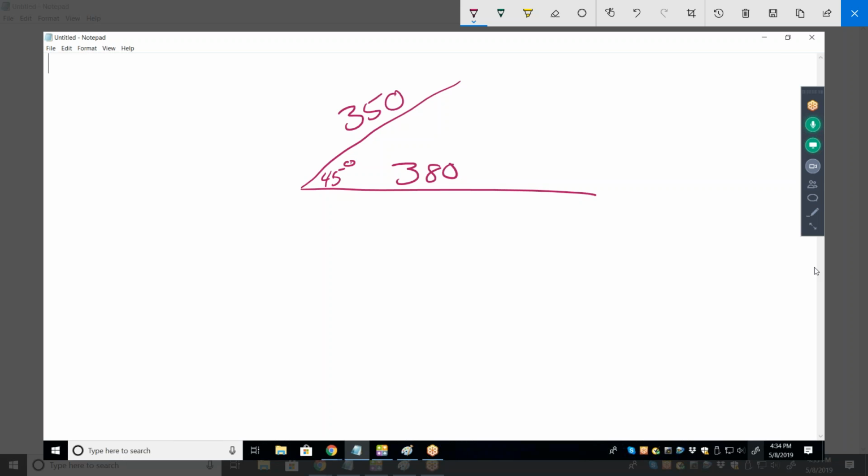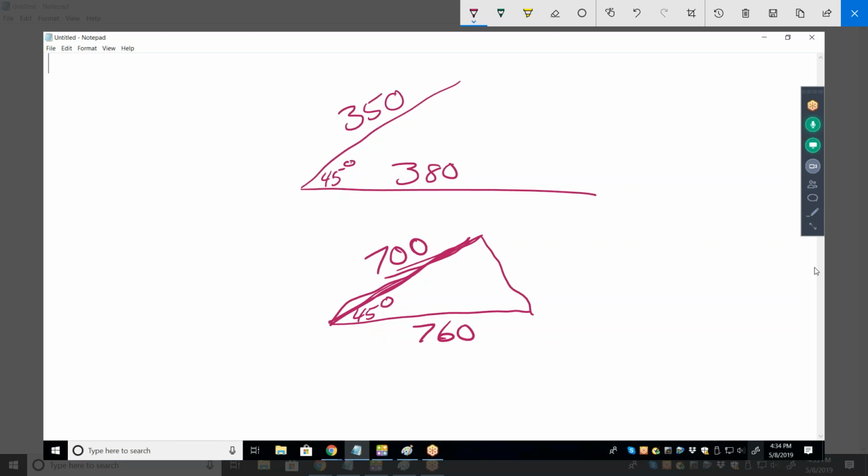So if I draw a triangle, what are my dimensions going to be? I know that there's a 45-degree angle between them, but how far does that plane travel in 2 hours? 760. Well, the top one's 700 and the bottom one is 760. Okay, so there's our triangle.